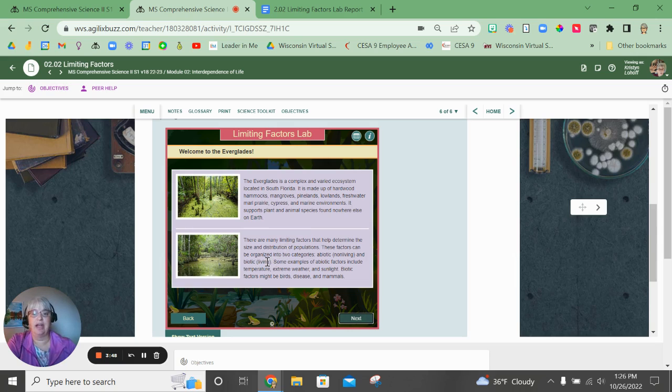These factors can be organized into 2 categories: abiotic, or non-living, and biotic, or living. Some examples of abiotic factors or non-living factors include temperature, extreme weather, and sunlight. Biotic or living factors might be birds, disease, and mammals.